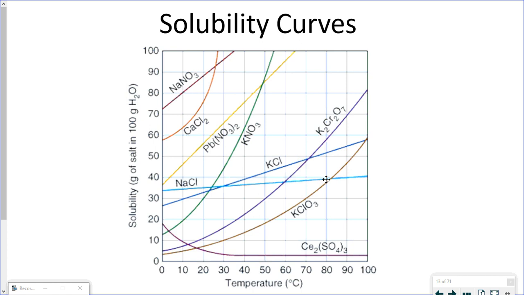Whereas if I had, at 70 degrees, 60 grams of potassium chloride, that would intersect here. That's above the line for potassium chloride. So that would be an example of a supersaturated solution. Go ahead and practice reading solubility curves, and then we'll pick up with some of the calculations in tomorrow's video.